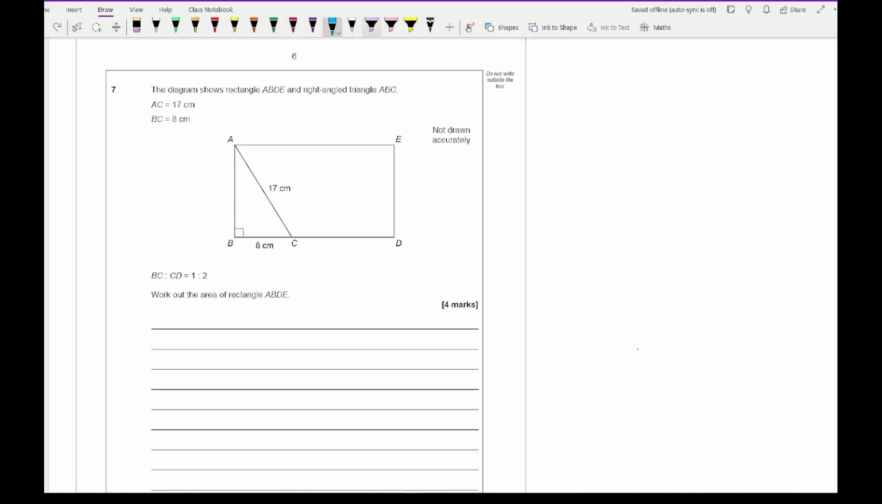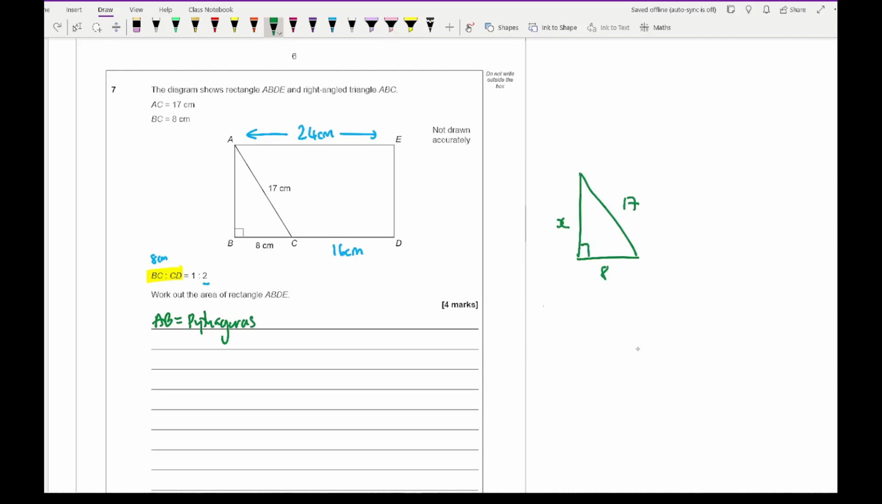Now using this ratio here, I can see that if B to C is 8 centimeters, then C to D is going to be double that, so that's 16 centimeters. So the length of A to E is therefore going to be 24 centimeters. Now to work out A to B, what I need to use is Pythagoras. So if I just quickly draw the triangle on the side, I've got 17, I've got 8, and I want to work out what this length here is.